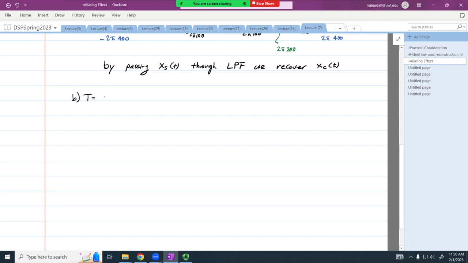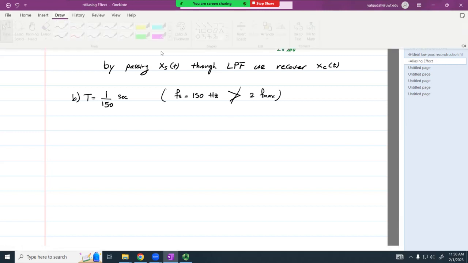Now we're going to see what happens if we sample this signal with T equal to 1 over 150 seconds. The sample frequency is 150 hertz. Is this greater than 2 times the maximum frequency of the signal? No, it's not. So we're not satisfying the Nyquist criterion. Let's see what happens.